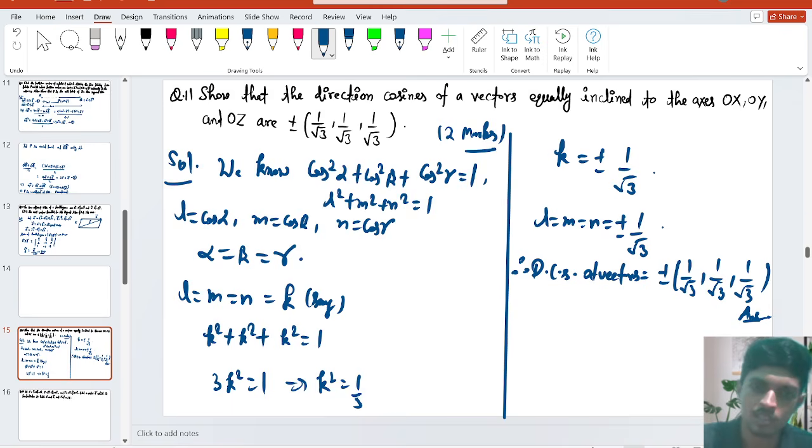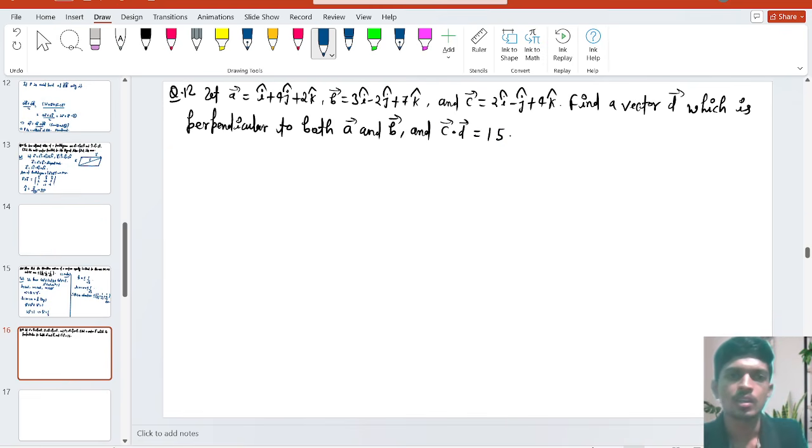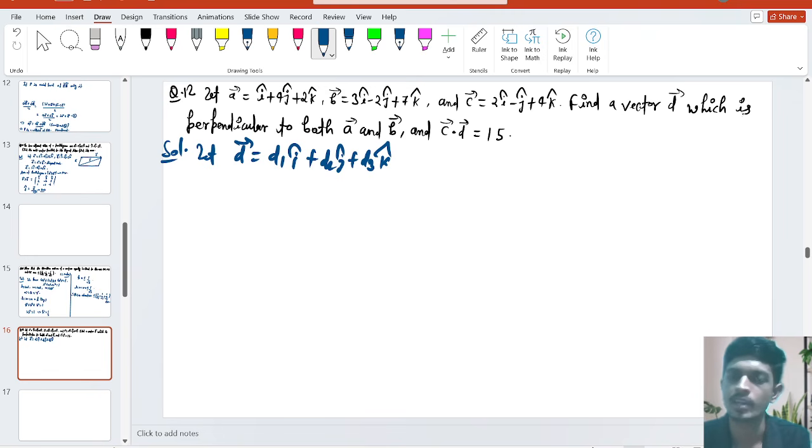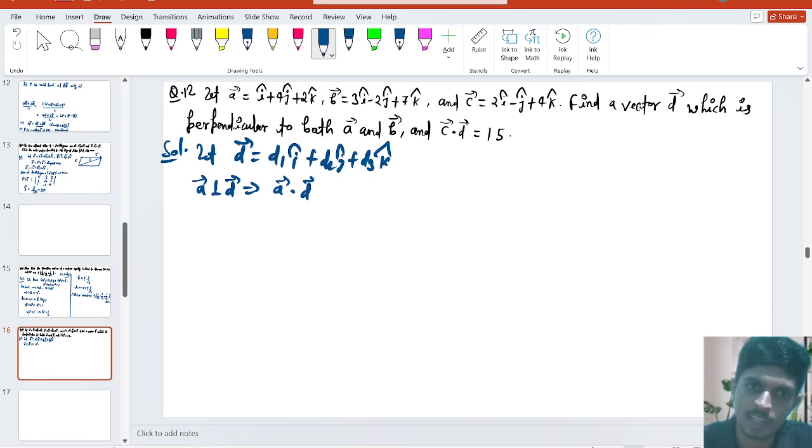So coming to the next. Let vector A equal to this, vector B equal to this, vector C equal to this. Find the vector D which is perpendicular to both vector A and vector B, and vector C dot vector D equals 15. So the solution is: let vector D = D1 i cap + D2 j cap + D3 k cap. Vector A is perpendicular to vector D, so this implies vector A dot vector D = 0.